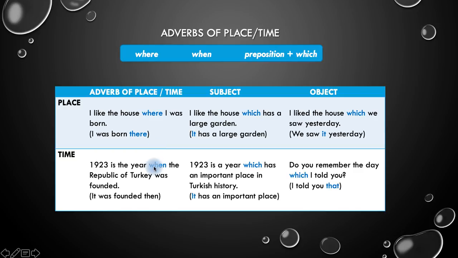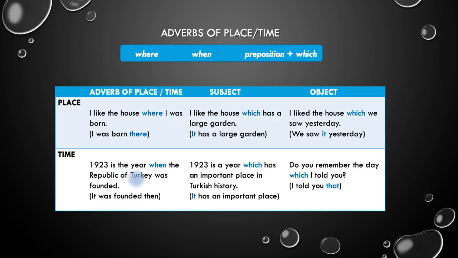What about time? 1923 is the year when the Republic of Turkey was founded. It was founded then, at that time. When is the adverb of time. The year, which year? When the Republic of Turkey was founded.